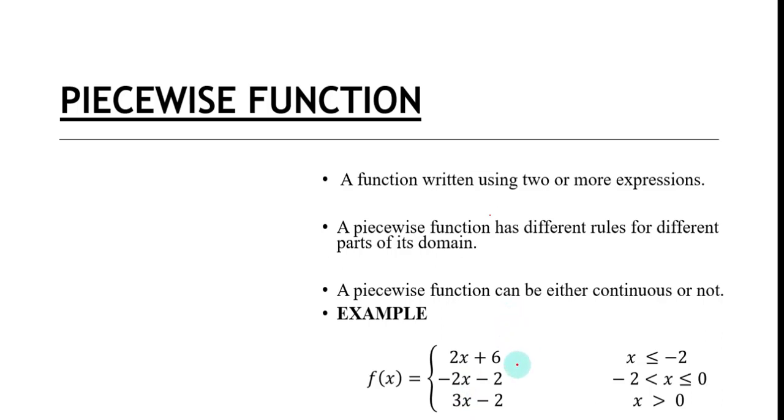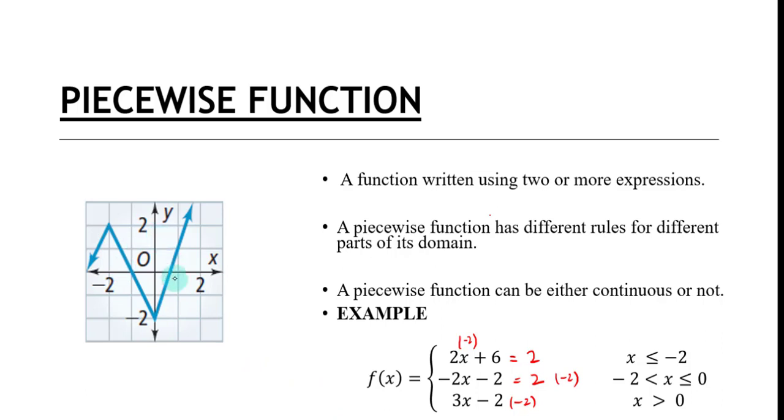Let's check it. If we plug in -2 here, we'll get a 2, and if we plug in -2 here, we'll get a 2 here as well. So we can see that we have the same value of y, so we have a continuous function at x equals -2. Same goes for 0. If we evaluate these two functions at 0, we'll get a -2 here, and we will get a -2 here as well. So the function is also continuous at x equals 0. So there is no discontinuity in this piecewise function.